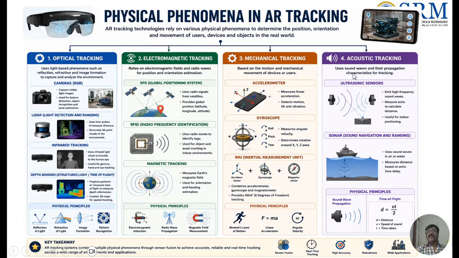And acoustic tracking uses sound waves and their propagation characteristics for tracking. The ultrasonic sensor emits high frequency sound waves and measures the echo to calculate the distance, useful for indoor use. Another one is sonar, sound navigation and ranging, which uses sound waves in air and water. It measures distance based on the echo delay. So it uses the principle of sound wave propagation. Another one is called time of flight.